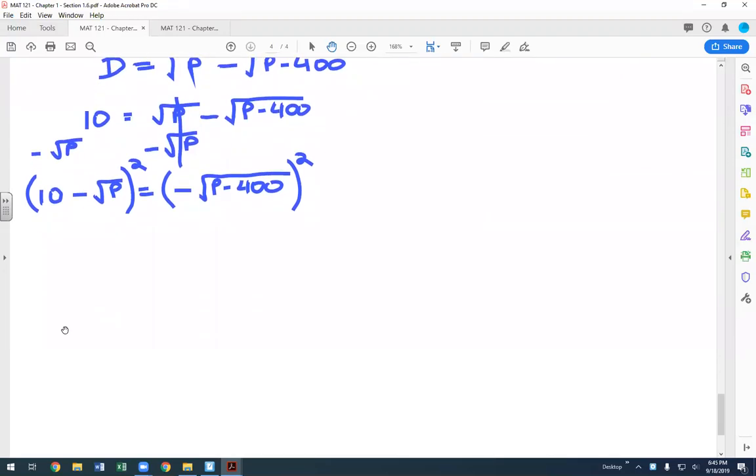What will we need to do on the left-hand side? Yes, FOIL. On the right-hand side, the square will make my negative times negative into a positive, and the square and square root will cancel out, making that into a positive, and you are left with not a square root. You are left with just p minus 400. What do I get when I take FOIL of my left-hand side?